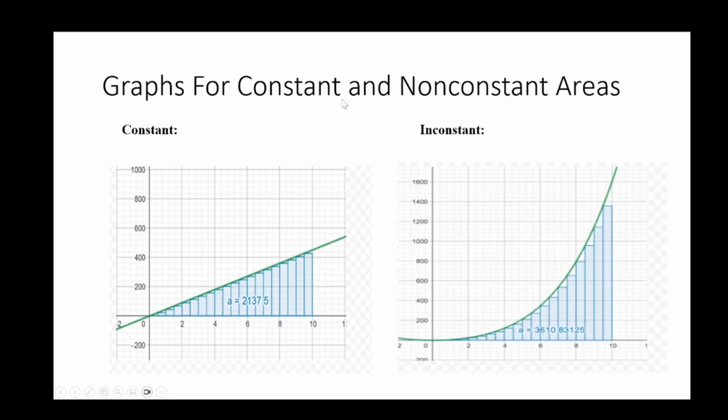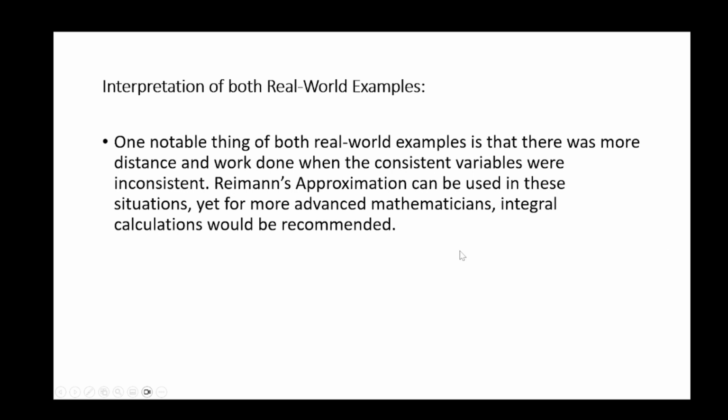And for the graphs of these, we can see here, the constant is linear, the inconstant is definitely not. And we could see that the inconstant value is also greater. So the notable thing for real world examples is that when the constants are not constant, you get more work and more distance.